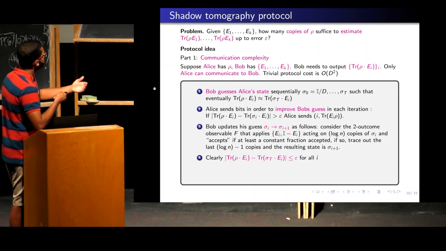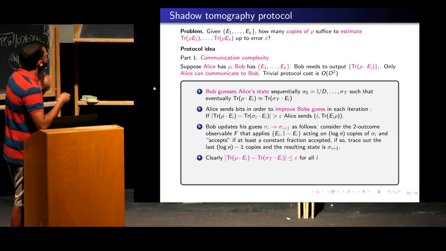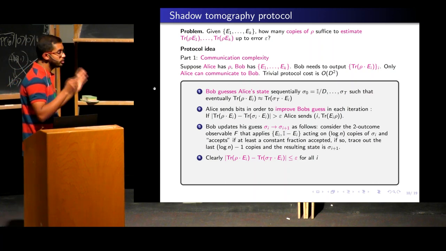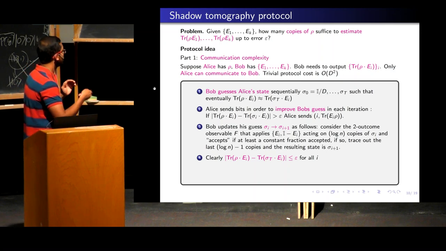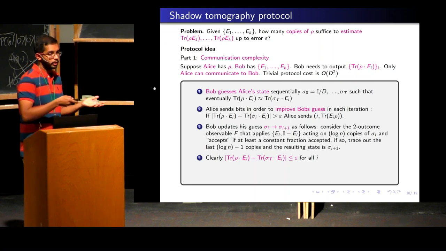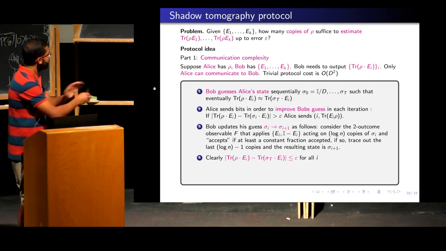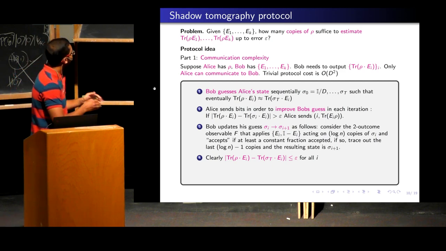So they keep repeating this process, and at the end of it, we ensure that because a communication will be made only if this condition is met, they will stop at T when this condition is not met. At some point, Alice will say, okay, you're doing a good job. Your guess of what my state is satisfies all these things. So sigma T is a stopping point. At the Tth point, Alice says, okay, your guess sigma T does well in estimating trace of row EI for all EIs.